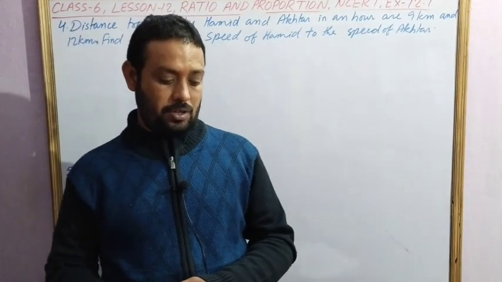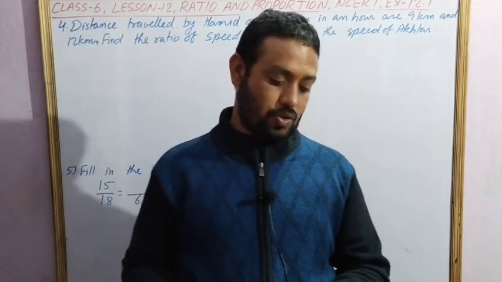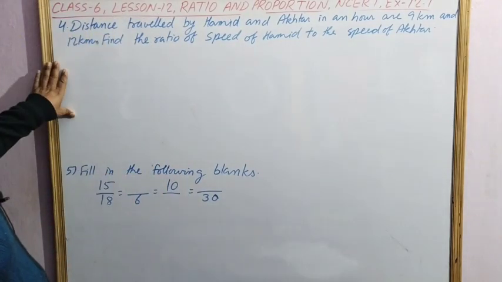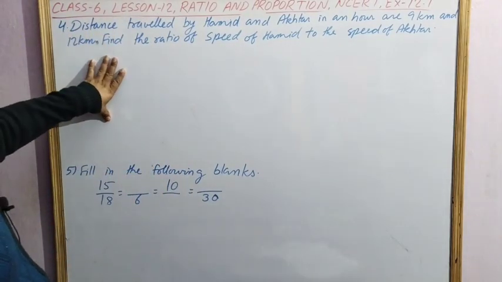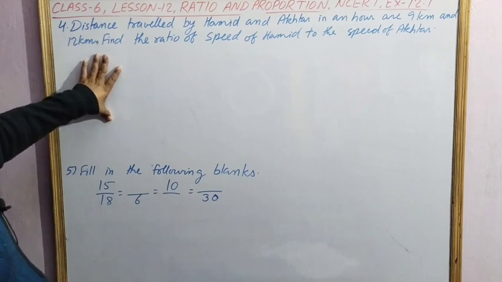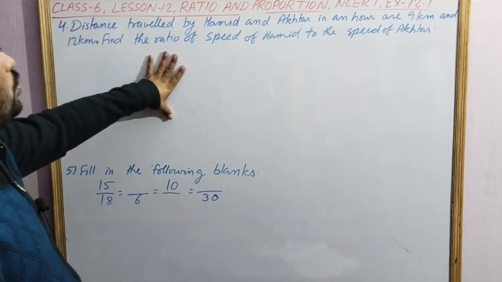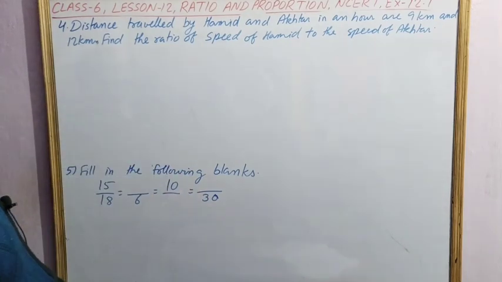Welcome to all students. Today we'll do exercise 12.1, question number 4. Question 4 says the distances traveled by Hamid and Akhtar in an hour are 9 km and 12 km. Distance covered per hour is given. So we have to find the ratio of the speed of Hamid to the speed of Akhtar.